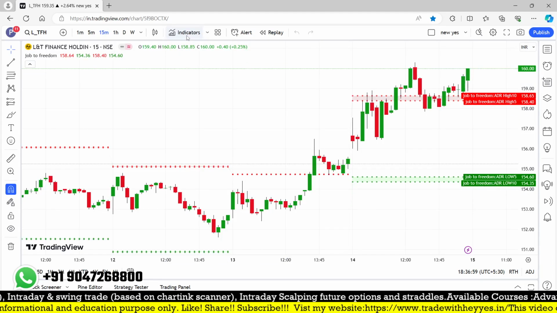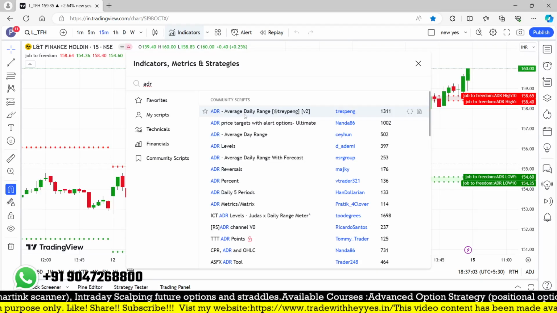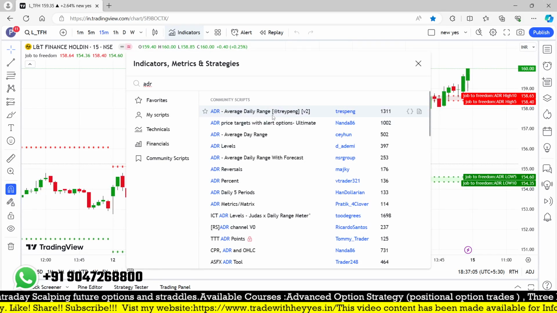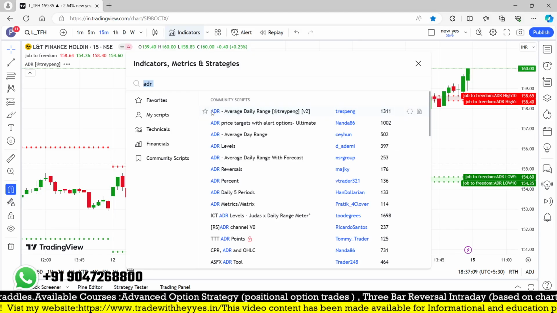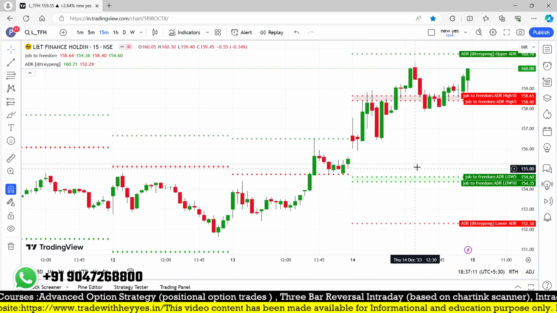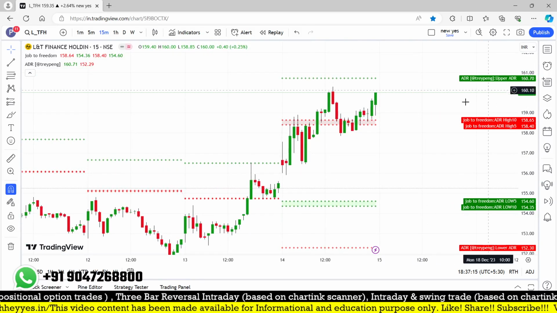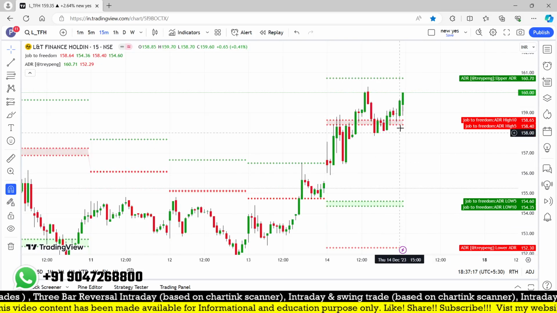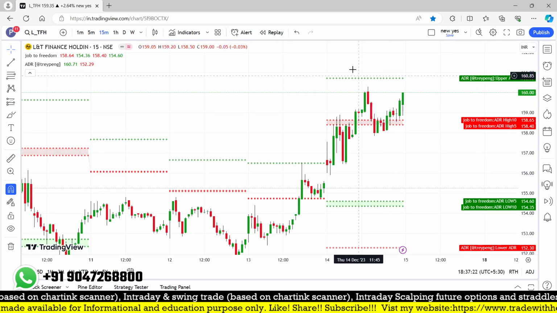I also searched for indicators like ADR, and I found one called ADR, average daily range. It looks different, but I think both are the same. If I use this one, it is slightly different. You can see the ADR levels are somewhat different, so I'm not using that.